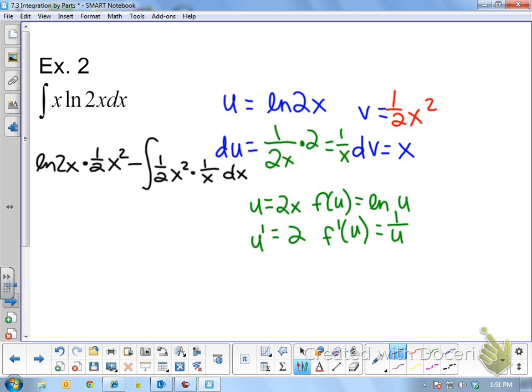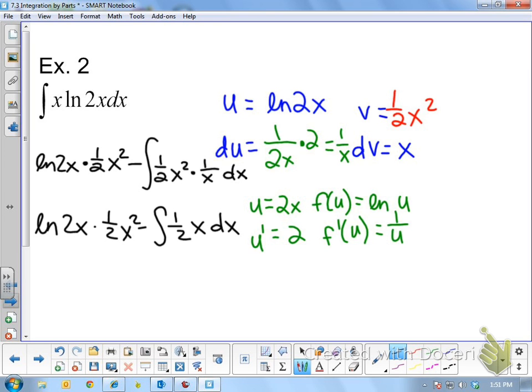So this is why we choose logarithms instead of polynomials, because what's going to happen? What can we do before we integrate? It's x squared times 1 over x. Really was not a trick question. So really we just have minus the integral of 1/2 x dx.